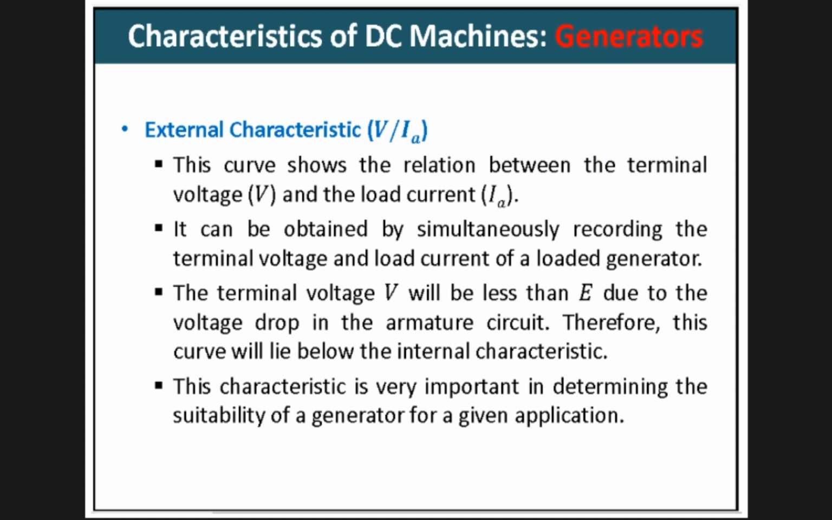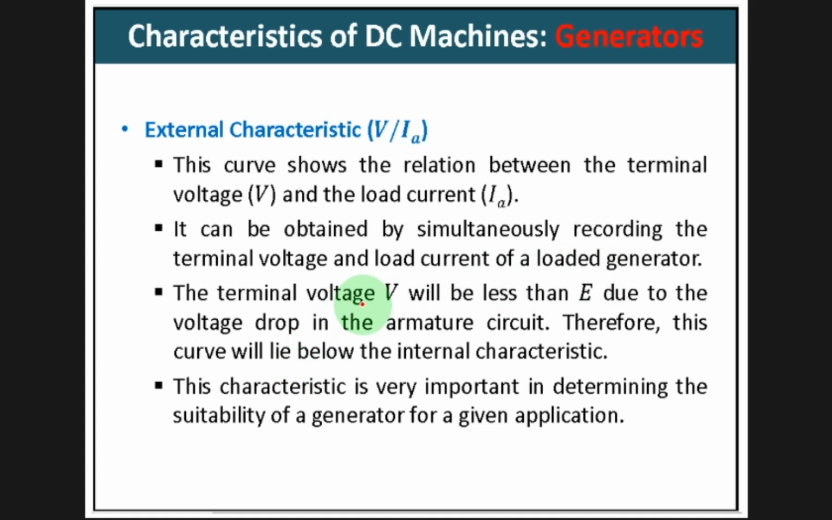Then the third type of curve is called the external characteristics. External characteristic means from the terminals outward. So voltage against the armature current. This curve shows the relation between the terminal voltage and the load current IA. So it can be obtained by simultaneously recording the terminal voltage and load current of a loaded generator. This is again, remember, not open circuit, this is a loaded generator.